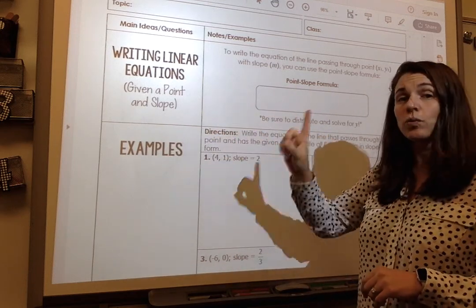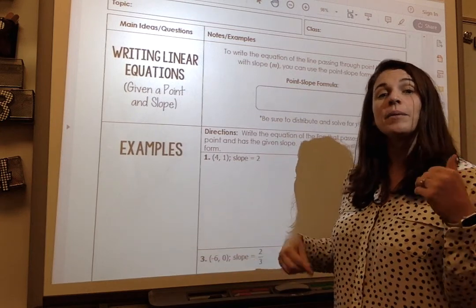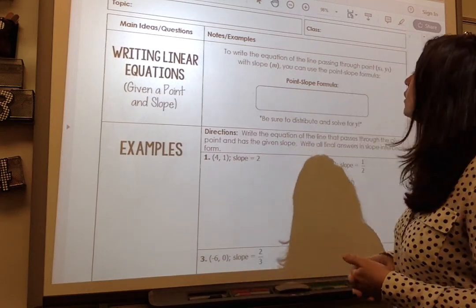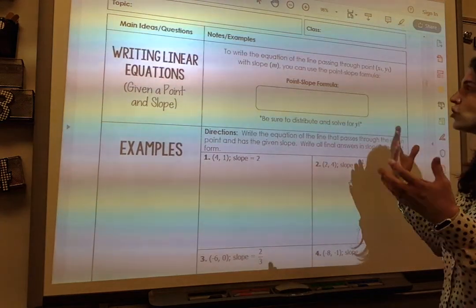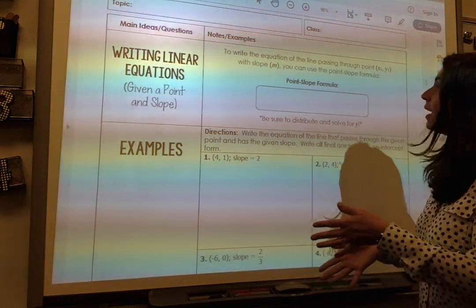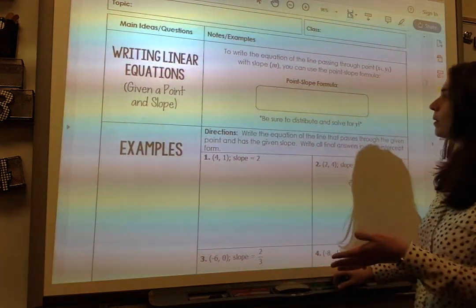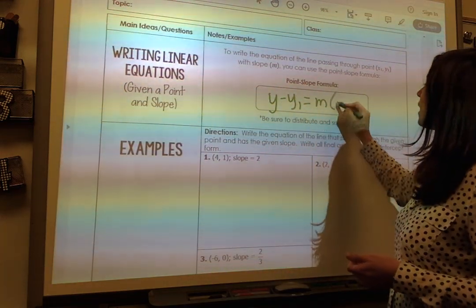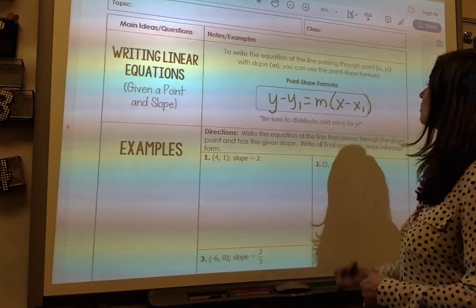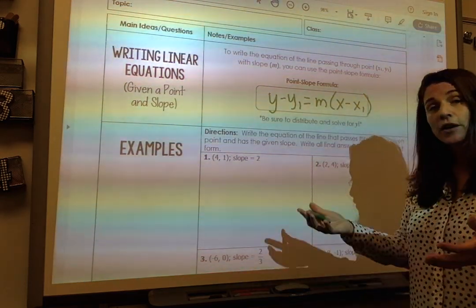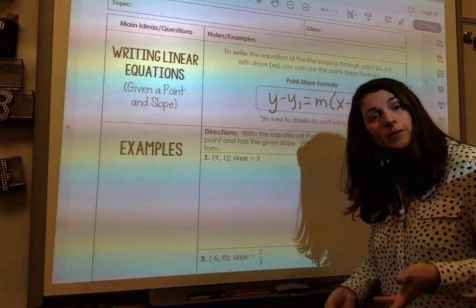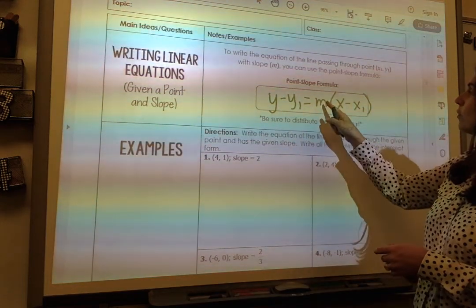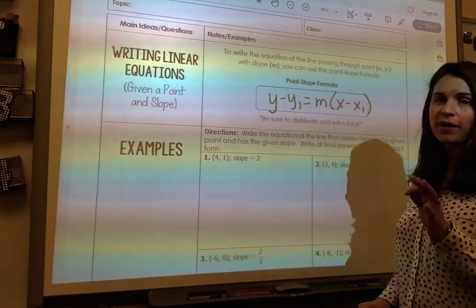In your journal, there's one way to do it, given a formula, and then I'm going to give you a shortcut. The first way is just using the point-slope formula. Here's what your point-slope formula is: y minus y1 equals m times x minus x1. It looks very familiar to y equals mx plus b, right? You've got your y over here equals m, and then you've got an x value.